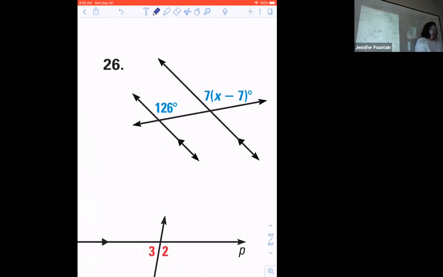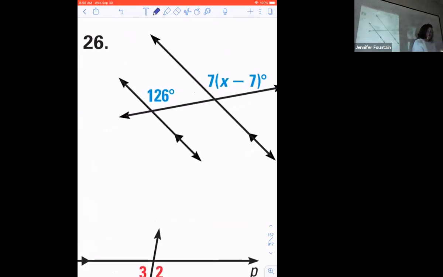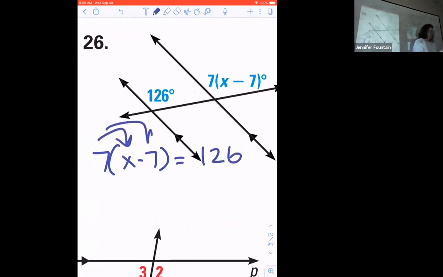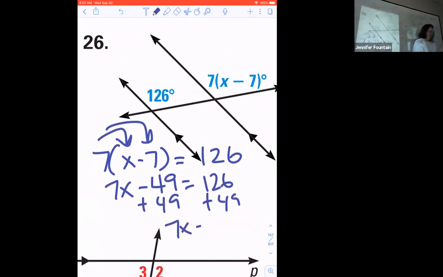It's 7 times x minus 7. Okay, so let's take a look at this one. If I have 7 times x minus 7 equals 126, I've got to distribute first. So 7x minus 49 equals 126. Then I add 49 to each side. So 7x is equal to, what's that? 5, carry my 1, 175. Divide by 7, divide by 7.